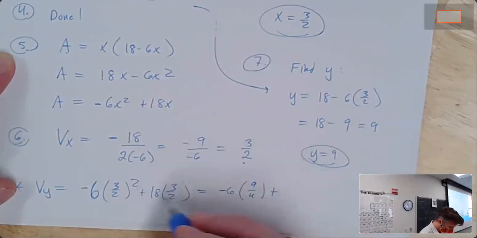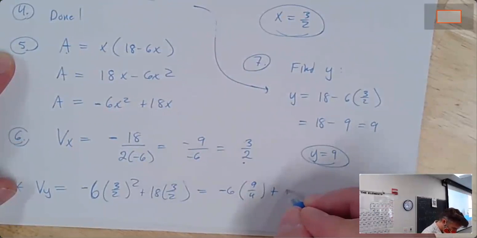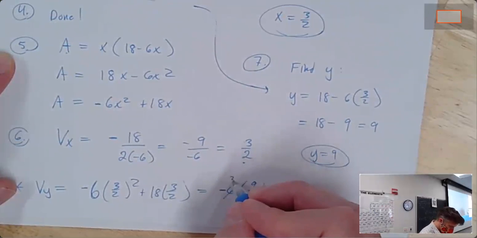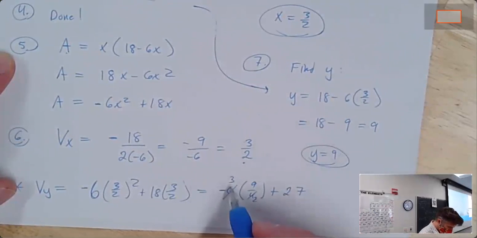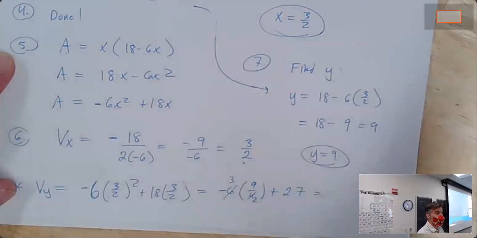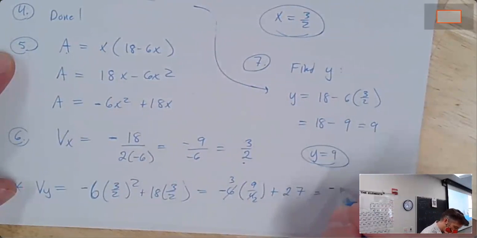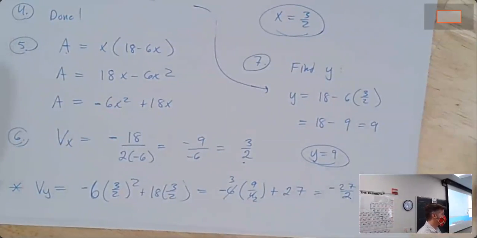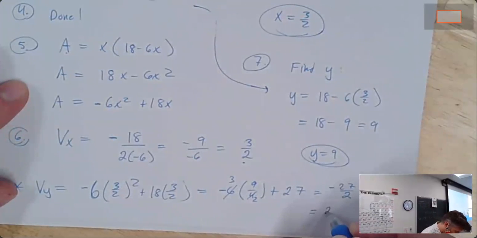18 times 3/2 is 9 times 3, which is 27. Negative 6 and 4, I can cancel a 2 there and a 2 there. So I have negative 27 over 2. So look, again, we're seeing the same thing, right? I'm getting negative 27 over 2 plus 27. The first thing is half the second thing, and they're opposite signs. So negative 27/2 plus 27 is just positive 27/2.